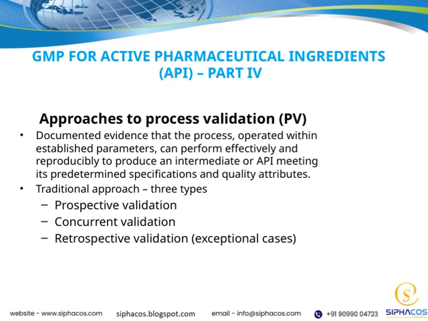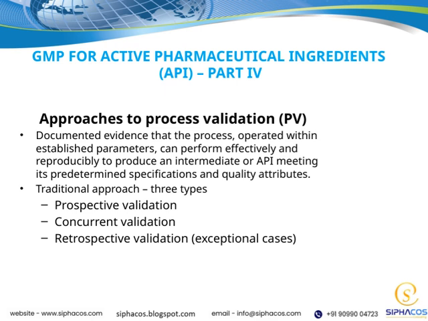First is prospective validation, which is conducted before we start the manufacturing process. It's all about planning and testing the process in advance to ensure it will perform as expected. Next is concurrent validation, where we perform validation during actual production. This allows us to monitor and confirm that the process remains within control while it's happening.